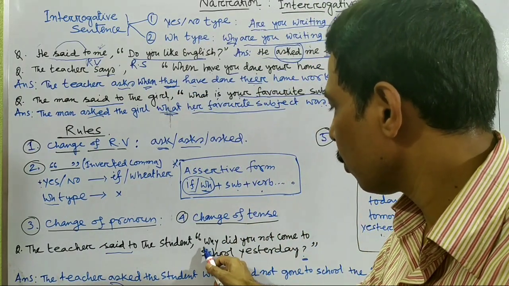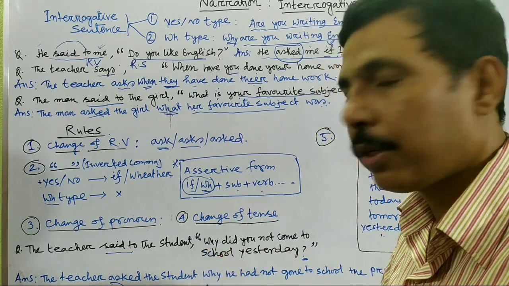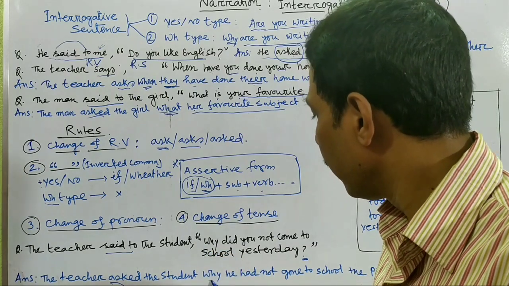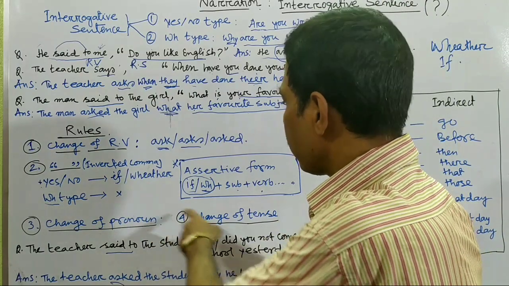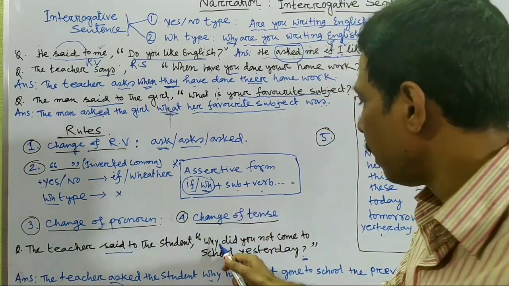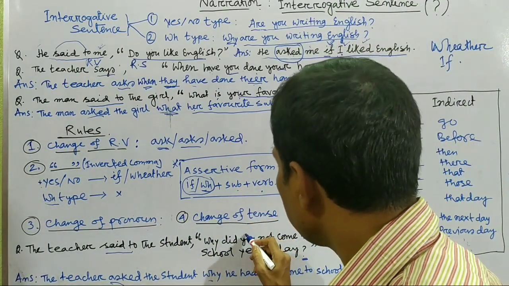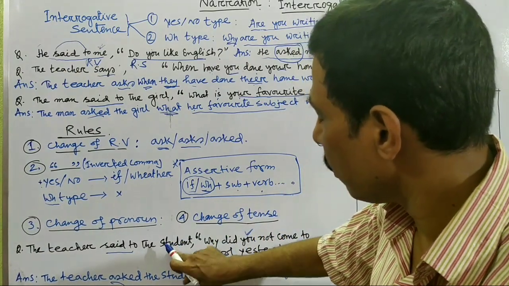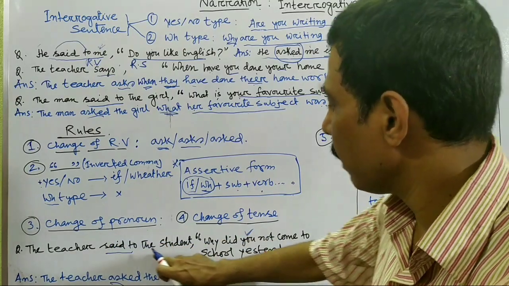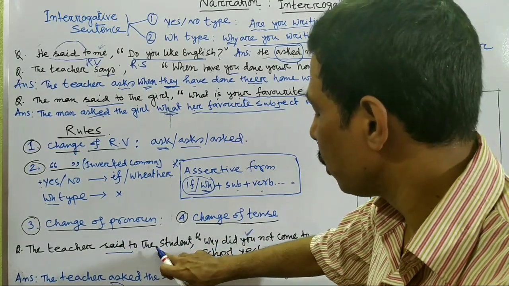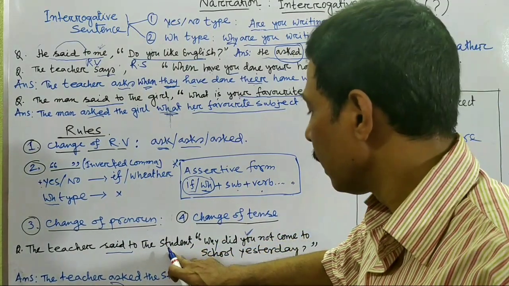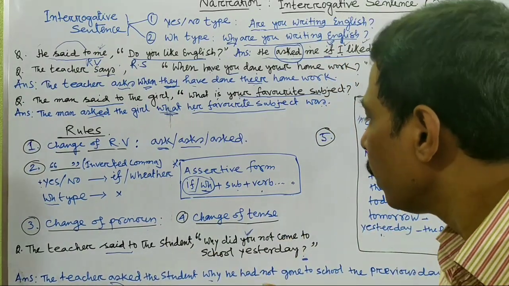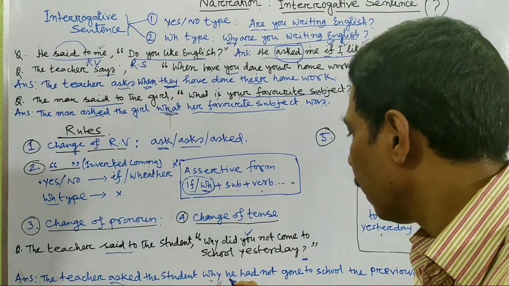Here WH word, so there will be no need of extra word, so WH word. Then the subject. Where is the subject? You. You is the subject, that means second person pronoun. Second person changes into the object of the reporting verb, that means the student. You should be changed according to the student. So for the student, we can write the pronoun he.